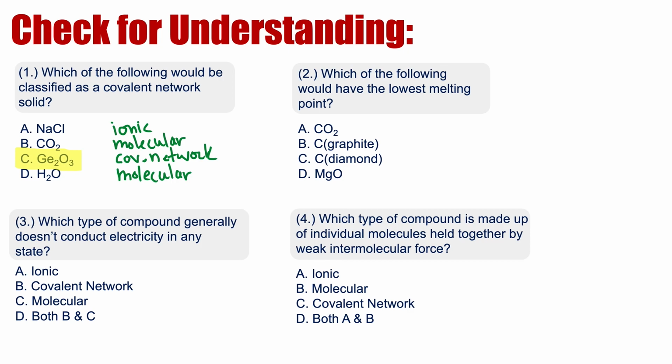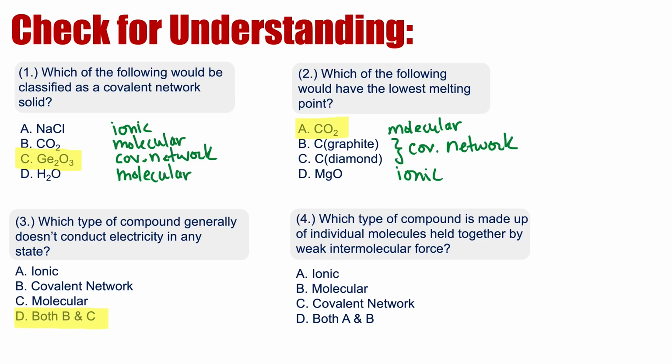Number 2 says which of the following would have the lowest melting point. I would make a note to myself that I'm looking for something that is molecular. So the option A is molecular because it's just made up of nonmetals. B and C are both covalent network because they're pure carbon, elemental carbon. And then D is ionic because it's a metal and a nonmetal. The answer for 3 would be both B and C.